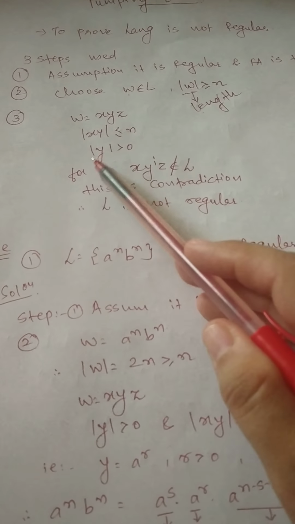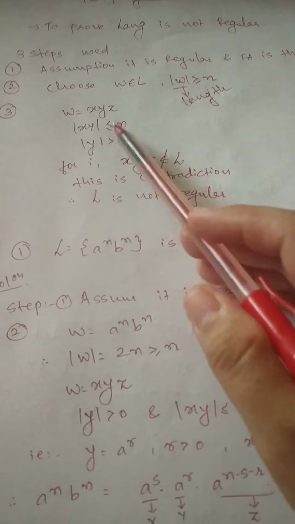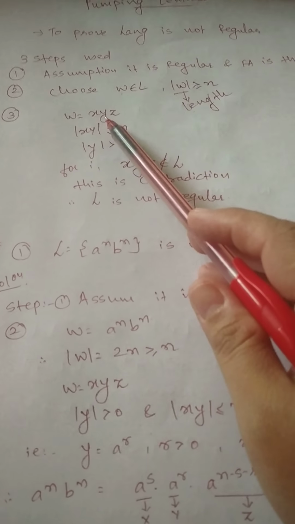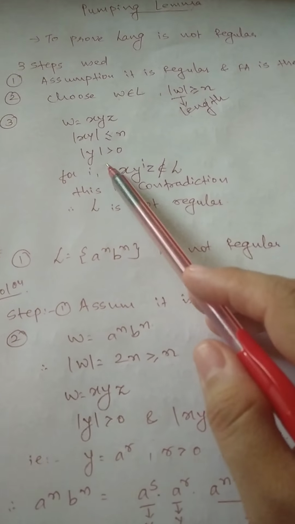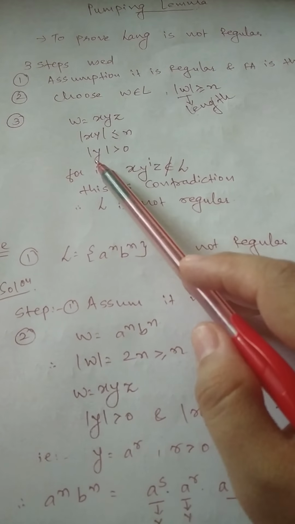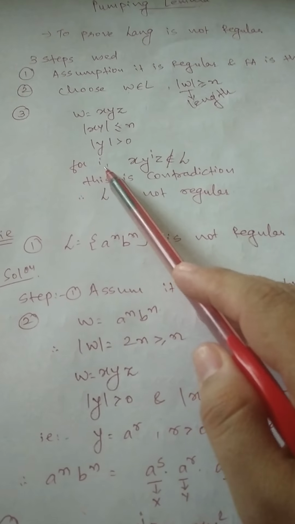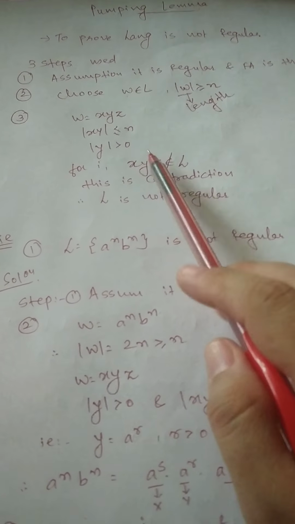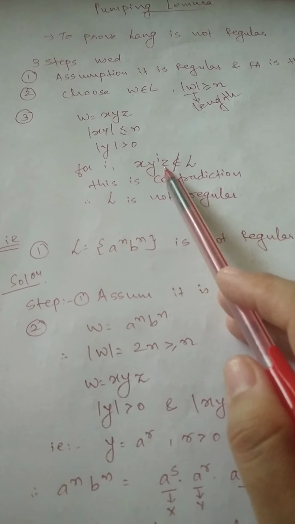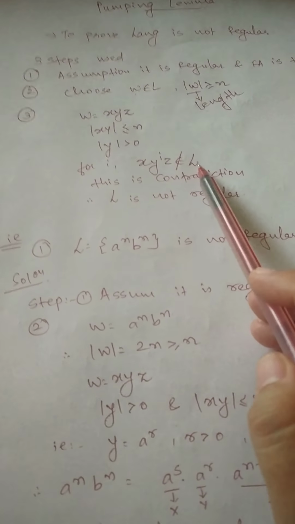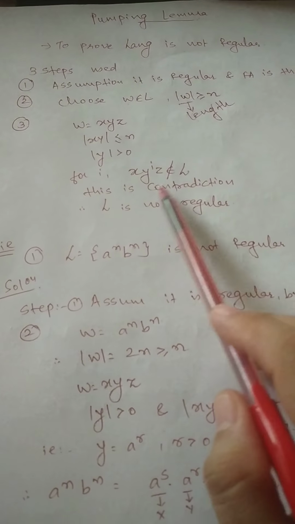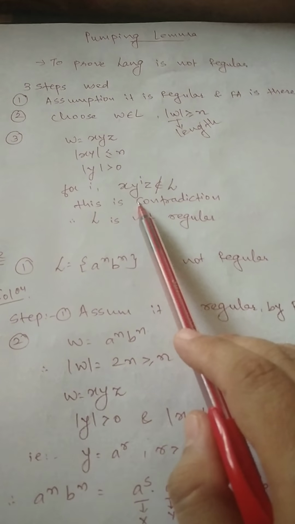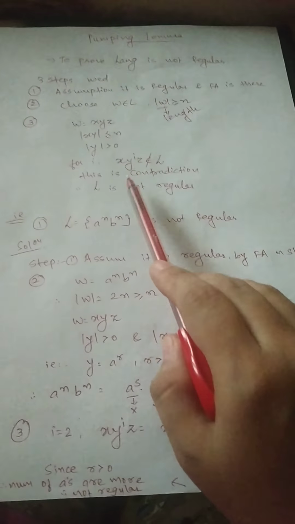The second important condition is that the length of y will always be greater than 0. That means the middle part of your string can never be of 0 length. Now once we have declared x, y and z, we have to take some i, which is any constant, but how you take it is very important. Then you follow the step x, y to the power i, and z, and we will prove it does not belong to L. That means whatever we assumed is a contradiction, so L is not regular. If you are not clear with these steps, don't be confused because we are going to solve 2 examples, so it will be clearer to you.